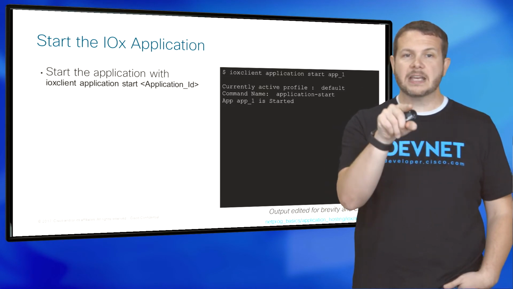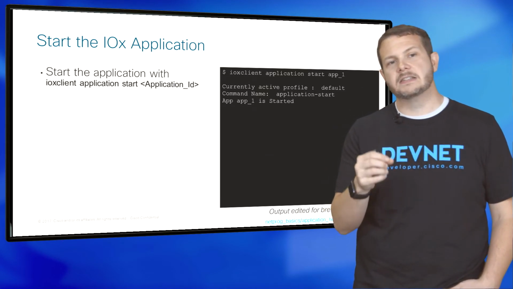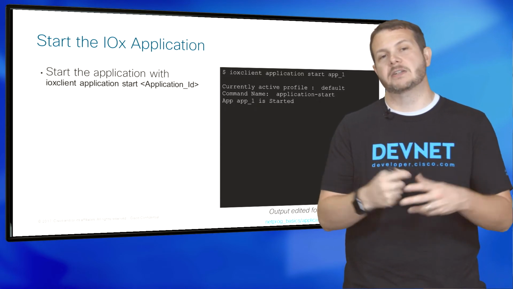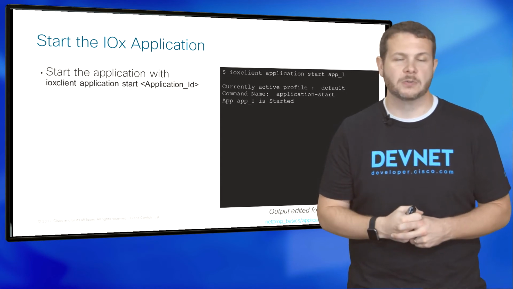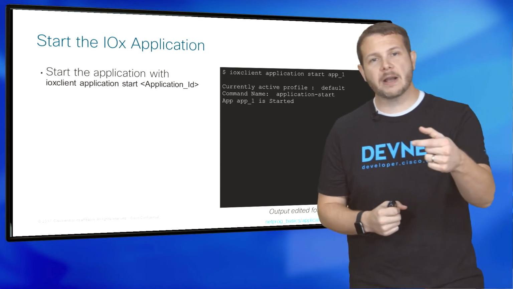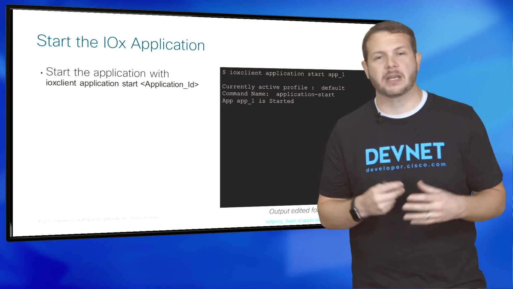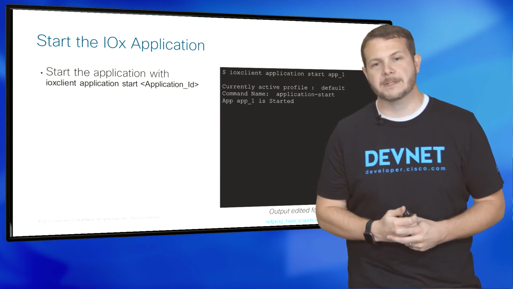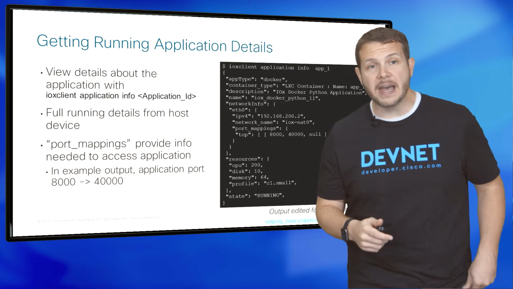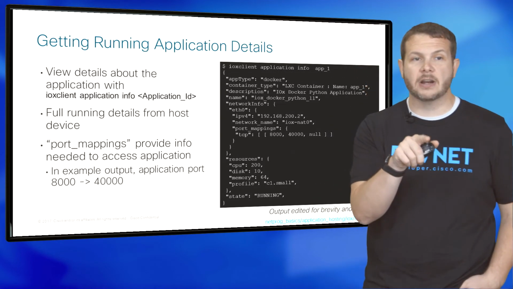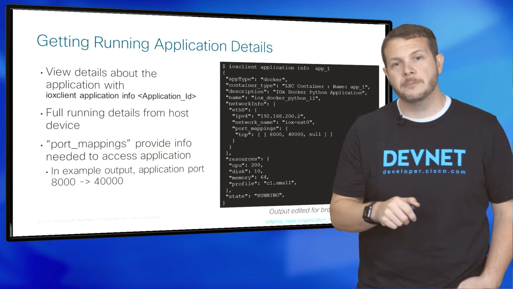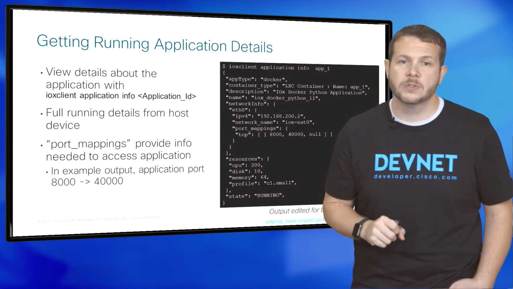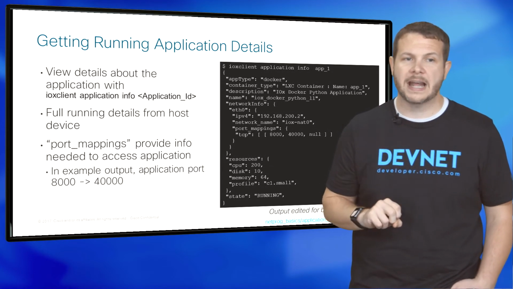Once again, we're back to ioxclient. ioxclient application start. We can see the consistency in how this utility is very helpful for application developers for managing their applications with IOX, and it's a simple to use utility. So ioxclient application start and our application name will then go ahead and start our application inside of our IOX device. And we want to check the status of that. We can do that with ioxclient application info, and this will then return back in a JSON output all of the details from the host about this application's current running status.